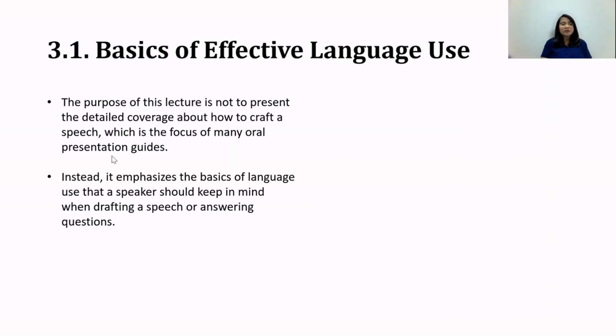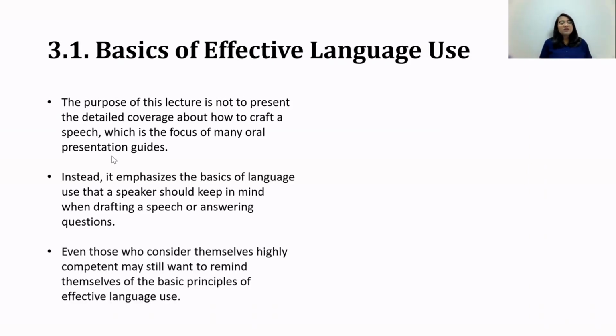But if you're looking for the basics of language that I need to use, I need to master, I need to say in my presentation, then this is the right lecture for you. Even those who consider themselves highly competent may still want to remind themselves of the basic principles of effective language use. So we have 9 basics of effective language use that we are going to discuss one by one. Let's find out the first one, which is about accuracy. How to be accurate in using the basic principles of language use.